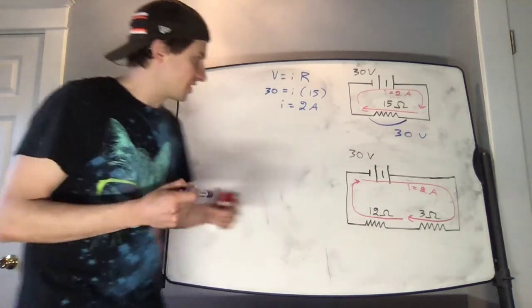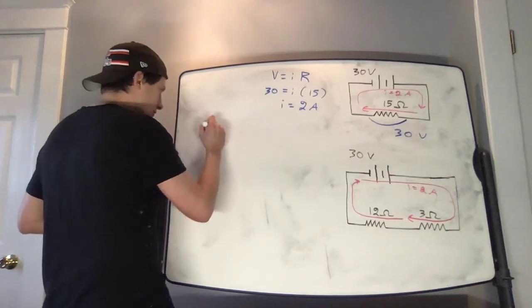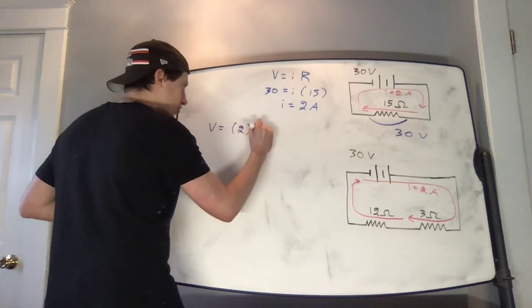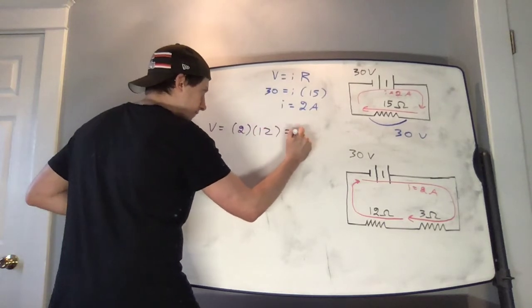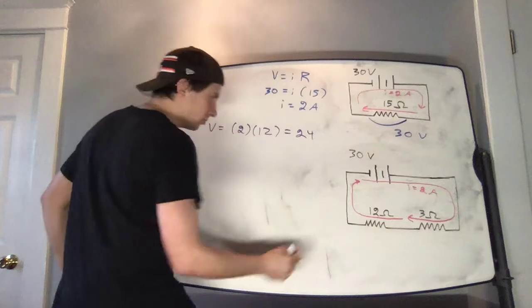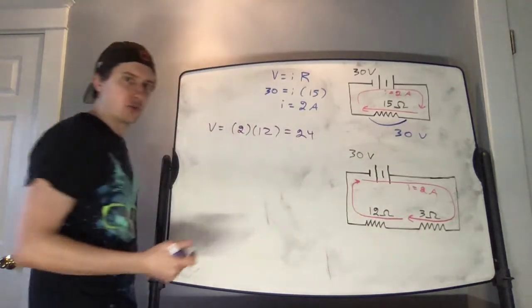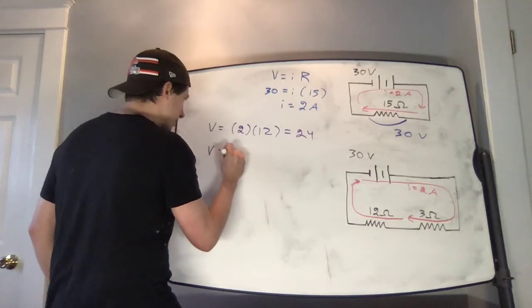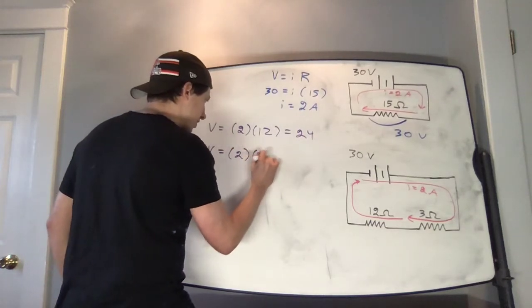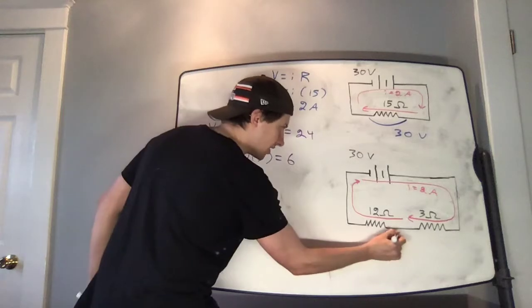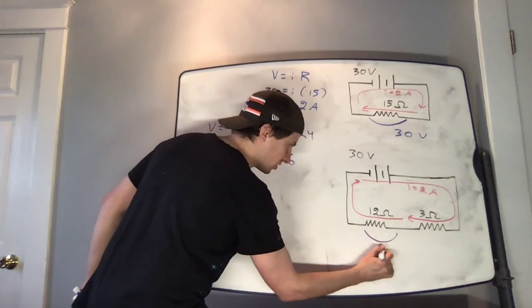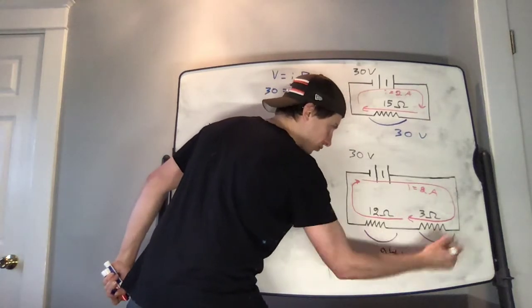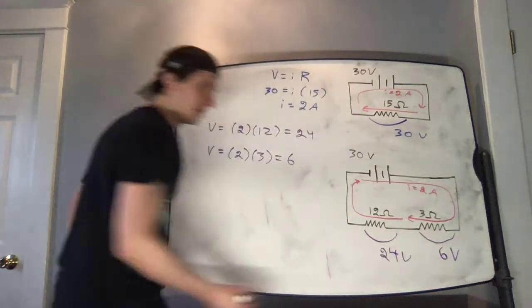The 12 ohm resistor will have a voltage drop across it given as V is equal to 2 times 12. So that will be 24 volts across this resistor. And the 3 ohm resistor will have a voltage drop of 6 volts across it, from V is equal to 2 times 3 ohms, which gives me 6. So the voltage drop across this resistor is 24 volts, and the voltage drop across this resistor is 6 volts.